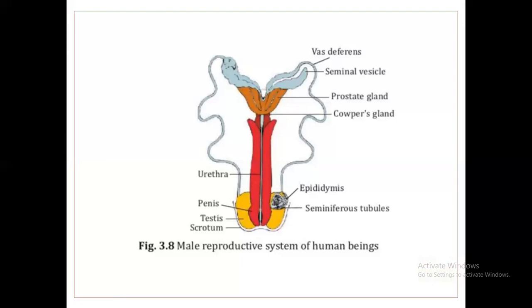Penis is the male reproductive organ through which the sperms are discharged, and it is also used for discharging urine. So two major functions are performed by the male reproductive system: it produces the sperms and it delivers sperm to the reproductive tract of the female.